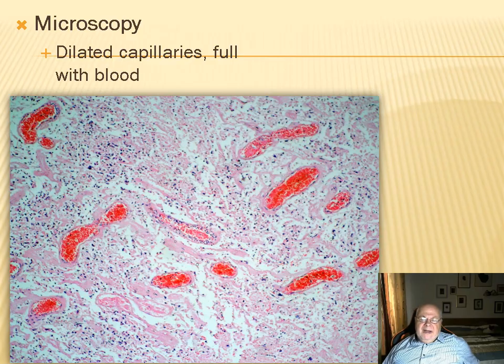At microscopic level, it's not a big deal to be seen. In fact, we have dilated capillaries full with blood, nothing else, which is an obvious result of this higher quantity of blood inside these capillary beds.